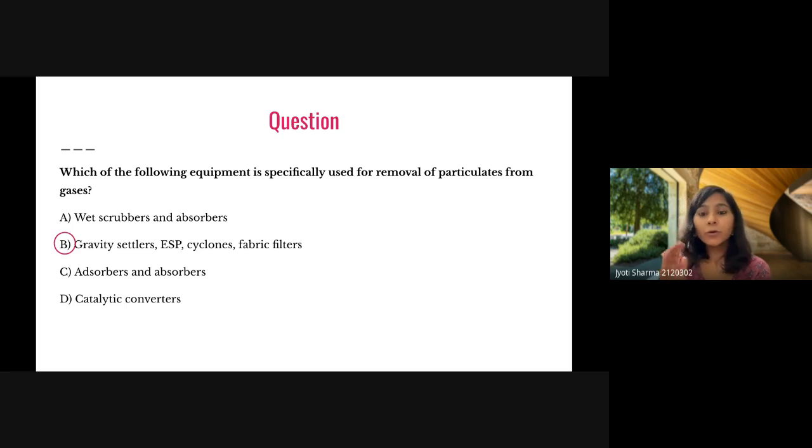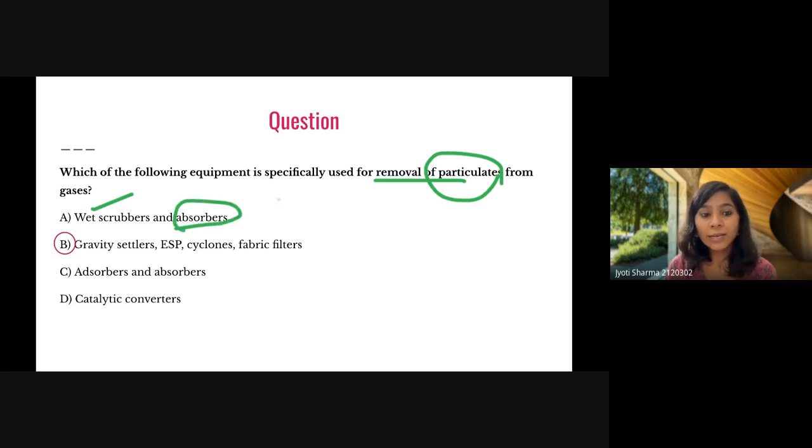If we want to remove particulate matter from the gas, so our purpose is to remove the particulate matter, and for this, if we are talking about the wet scrubber, then yes, we can use a wet scrubber for the removal of particulate matter. But if we are talking about the absorber, then this is for the gas, so that's why A is not the right answer.